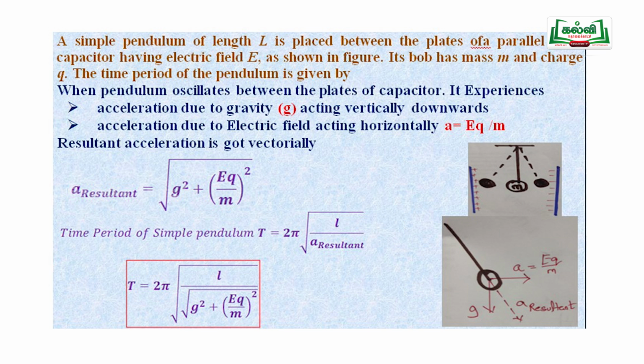Time period formula is T is equal to 2 pi into root of L by g. Instead of g, I will have the resultant acceleration. I am getting the answer like this. Is it clear, children? Okay.